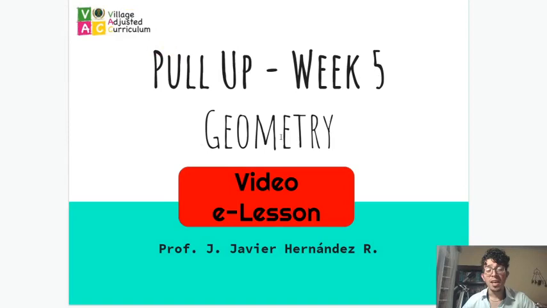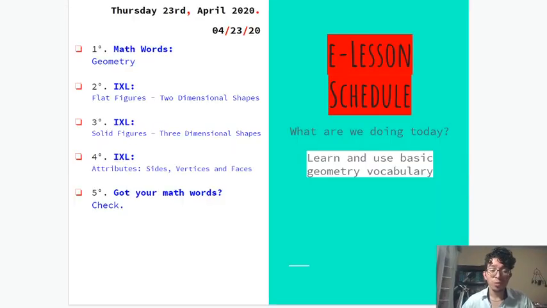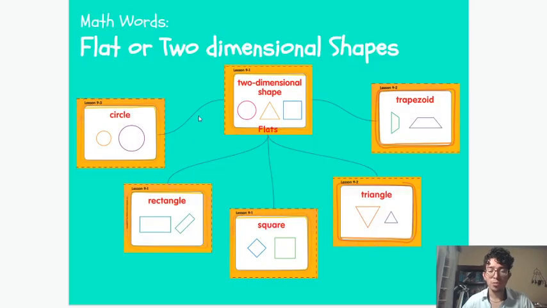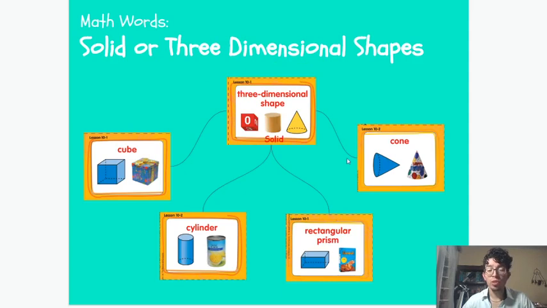Okay, guys. And that's all for today. Y eso es todo para hoy. Just let's check your math words. Solo revisemos tus palabras de matemáticas, ¿sí? Okay. These ones were two-dimensional shapes, figuras de 2 dimensiones, or flat shapes, o figuras planas, ¿ok? These were three-dimensional shapes. Estas eran figuras de 3 dimensiones, or solid shapes, o figuras sólidas.